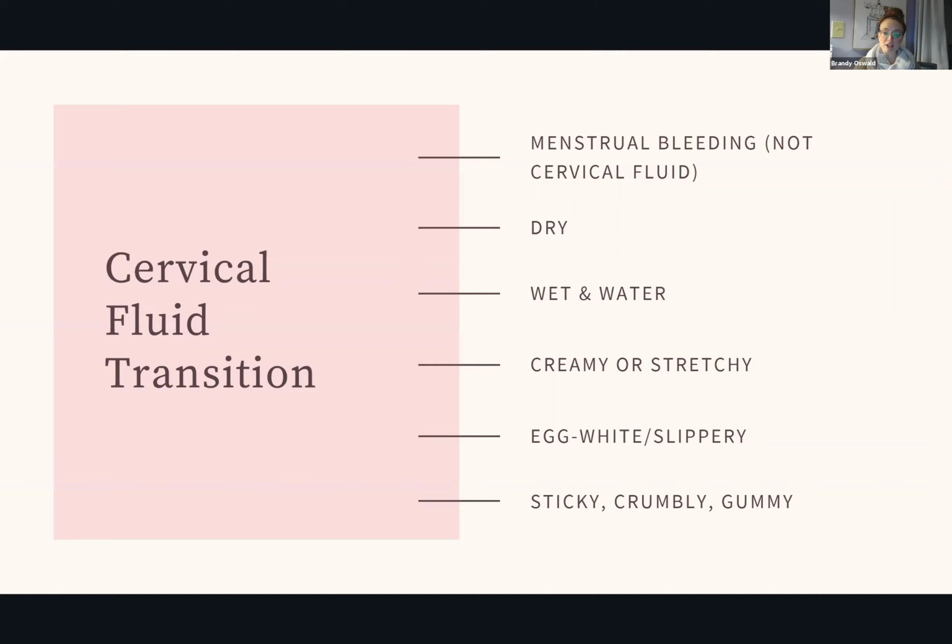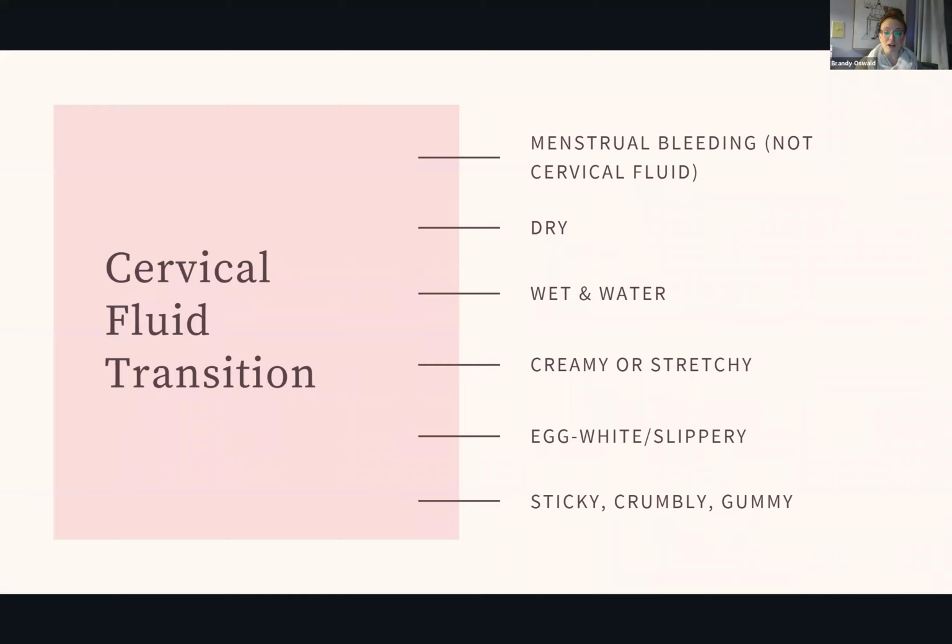Then from there, we transition into most likely a wet and watery sensation. And this sensation is most often felt when we're walking around. It's harder to see on toilet paper because it's clear, it's just like water almost. And that's because cervical fluid is mostly water. If you're noticing lower levels of cervical fluid, drink more water. It can literally boost up the production of your cervical fluid.